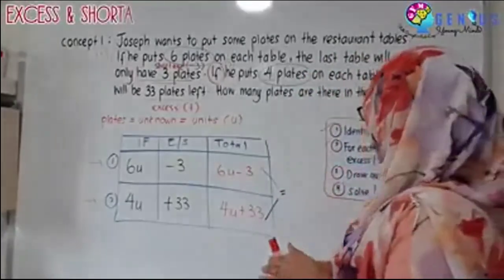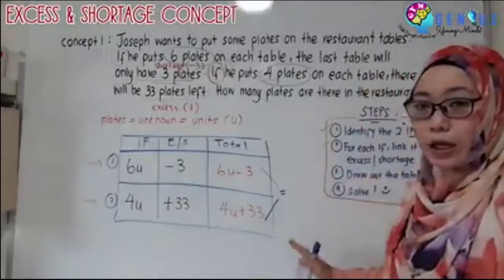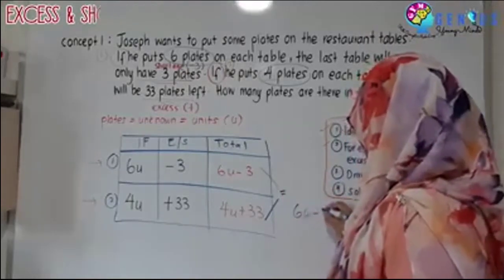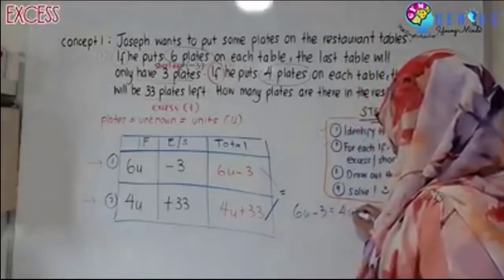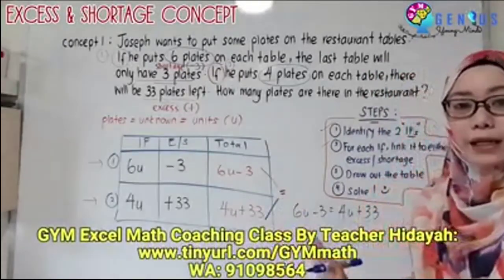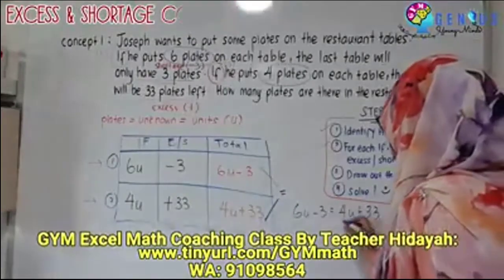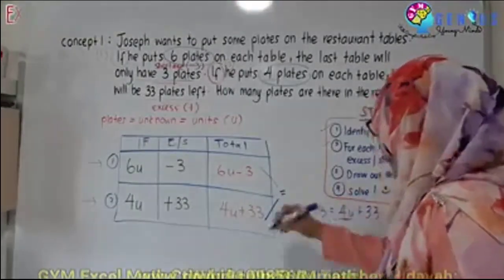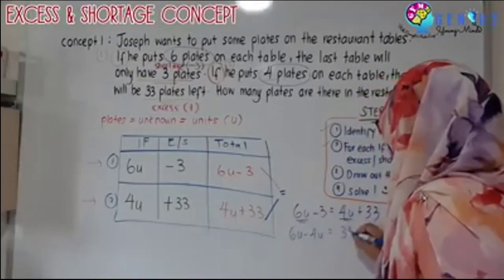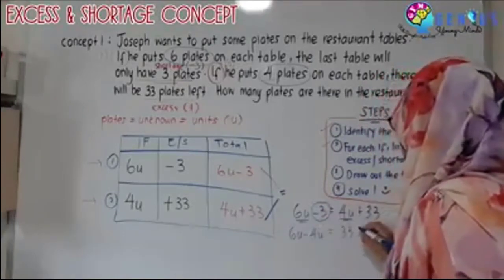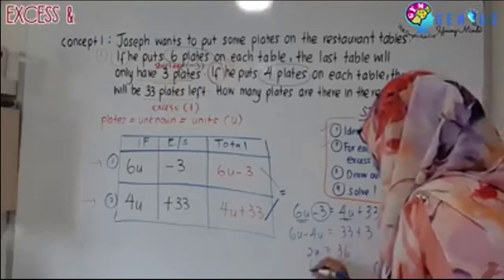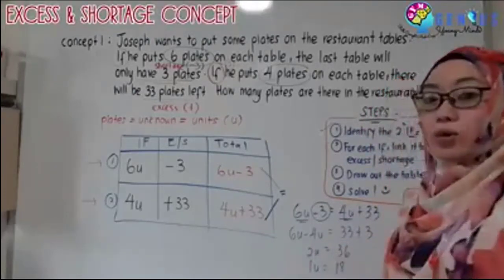So what do we do next? We are going to write out the equation. I think I'm going to write out here, no space. So this will be 6U minus 3 equals 4U plus 33. We are going to group all the U to one side and all the numbers to the other side. So I'm going to group all the units to my left hand side. So 6U minus 4U is equal to 33. This minus 3 goes over and becomes plus 3. So 2 units is 36. 1 unit is 18. Do we stop here?